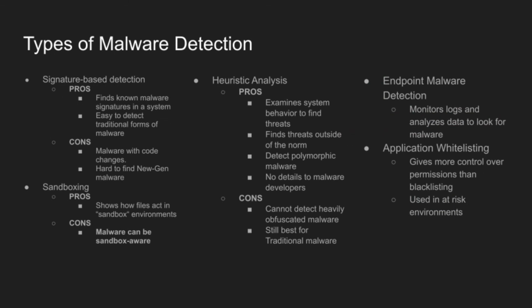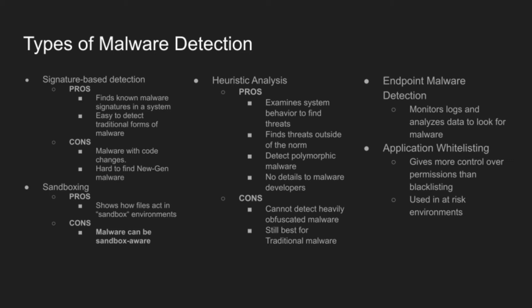There are many ways to detect malware, and here are a few of them. There is signature-based detection. The pros of this is that it finds malware signatures within a system that are already identified, and it's easy to detect most traditional forms of malware. Unfortunately, it is unable to detect malware with code changes and hard to find other new-gen malware.